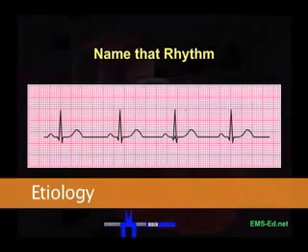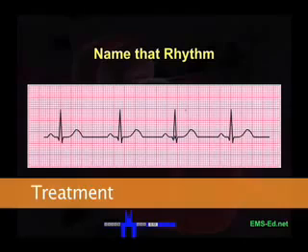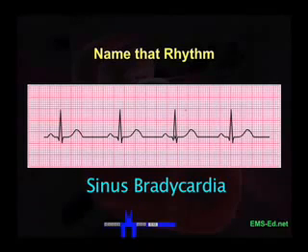Increased parasympathetic vagal tone, intrinsic disease of the SA node, drug effects, or it may be a normal finding in a healthy, well-conditioned athlete. The clinical significance is that it may result in decreased cardiac output, hypotension, angina, or CNS symptoms. In a healthy, well-conditioned person, however, it may have no significance. Treatment? Well, generally it's unnecessary unless hypotension or ventricular irritability is present. So there you have it. Sinus bradycardia. Let's try another one. Let's play Name That Rhythm.